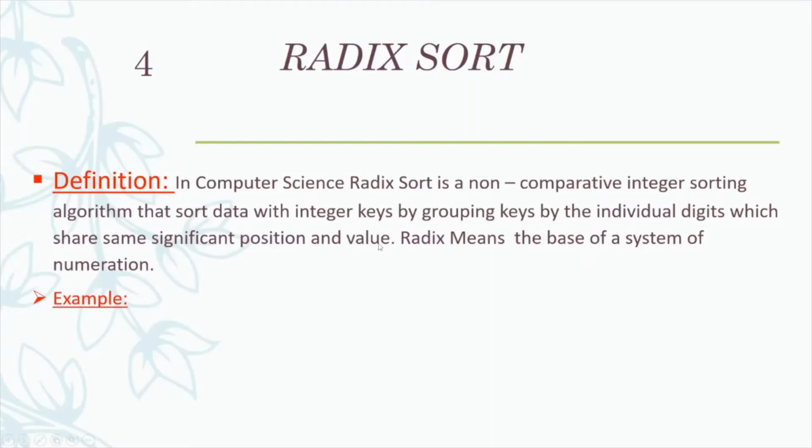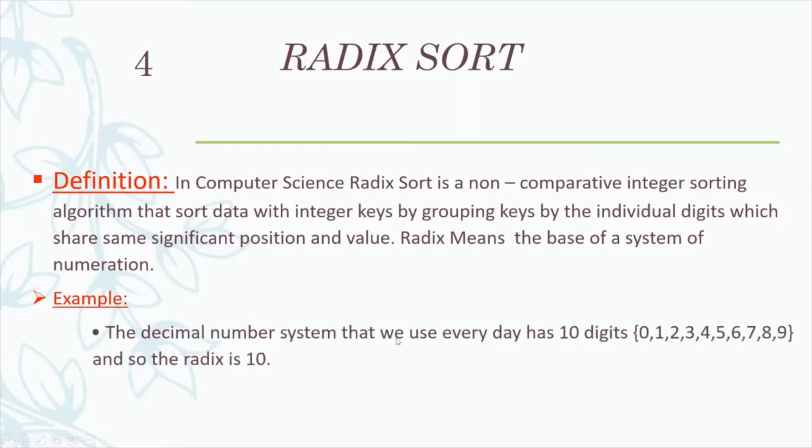Radix is based on a system of numeration. Example, the decimal number system that we use every day has 10 digits: 0, 1, 2, 3, 4, 5, 6, 7, 8, 9. So its radix is 10. If we say ABCD, its radix is 26.